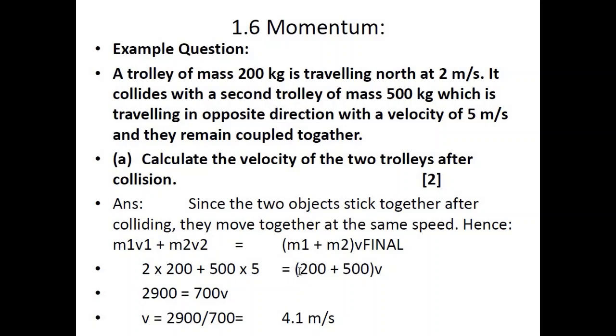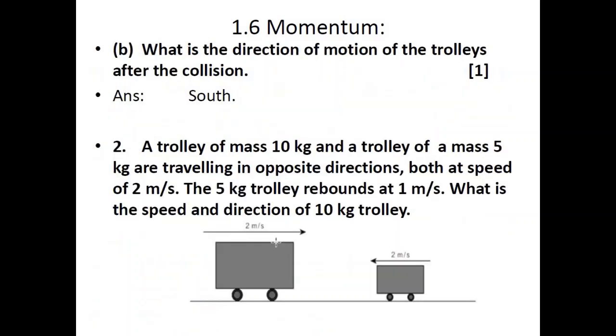This would be equal to the mass of both trolleys, as they are now stuck together, so they are now a single entity, so we'll simply add their masses and multiply by the final velocity. Now this gives us 2900 and this gives us 700 v, as v is the velocity we have to find. Rearrange the formula, v would be equal to 2900 divided by 700, 4.1 meters per second.